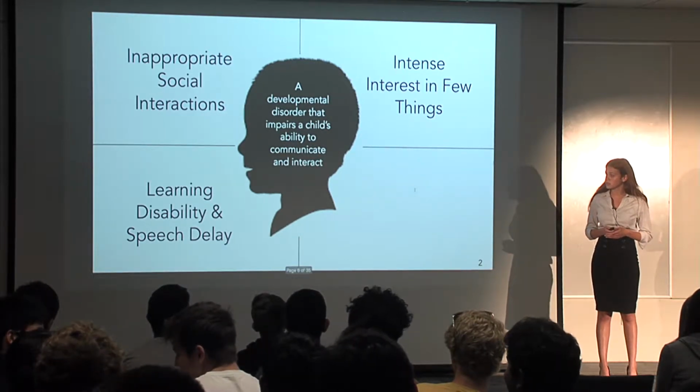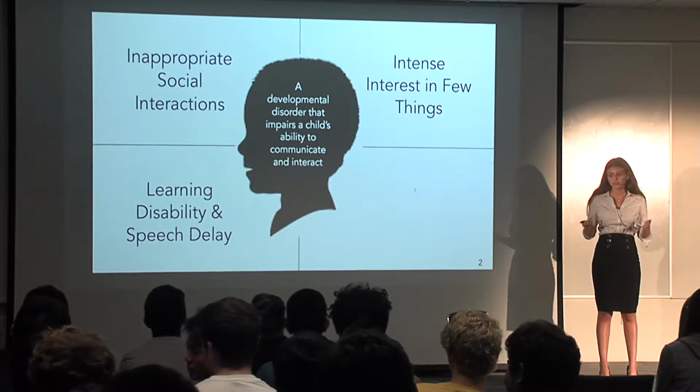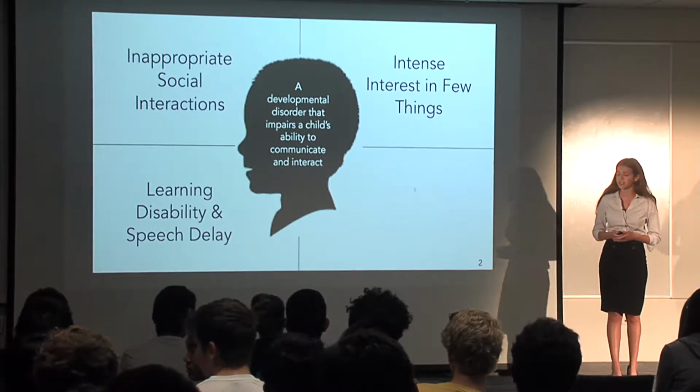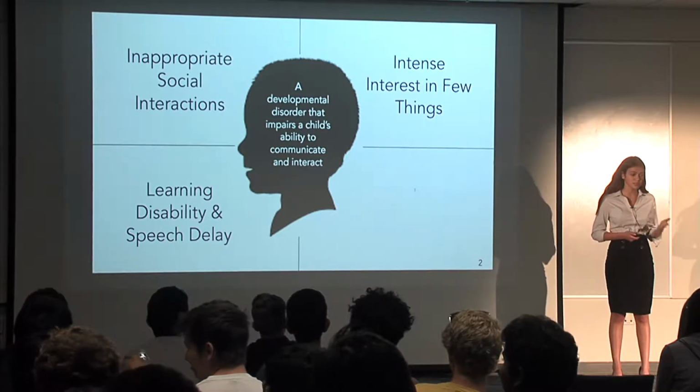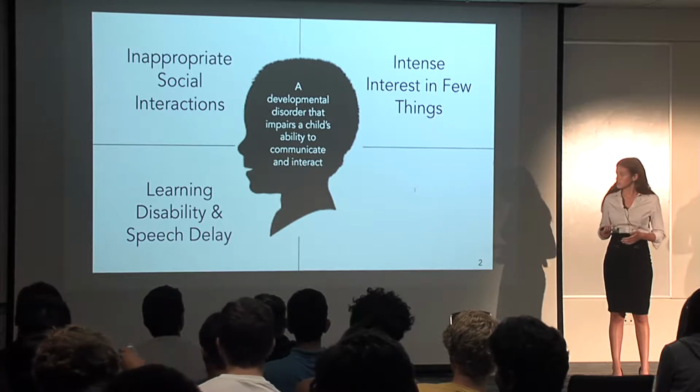Other common symptoms include learning disability and speech delay. So children with autism will typically have another type of learning disability and will often have speech delay and will be much later than their peers in developing their language.